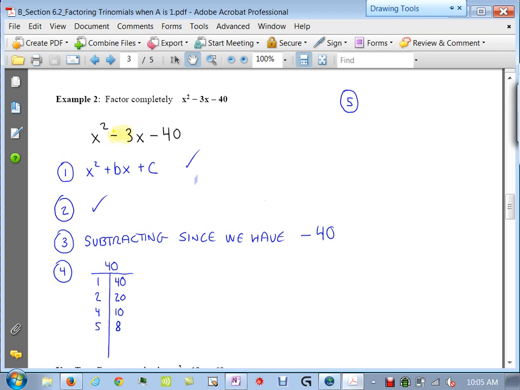1 and 40. So I want you to do it this way. What's 1 take away 40? Negative 39. What's 40 take away 1? 39. What's 2 take away 20? Negative 18. What's 20 take away 2? Positive 18. What's 4 take away 10? Negative 6. What's 10 take away 4? Positive 6. See what I'm doing? What's 5 take away 8? Negative 3. And that's what we wanted, right? And 8 take away 5 would be positive 3. So we want a negative 3, don't we? So we want to use these numbers, right? The 5 and the 8 are what we want.